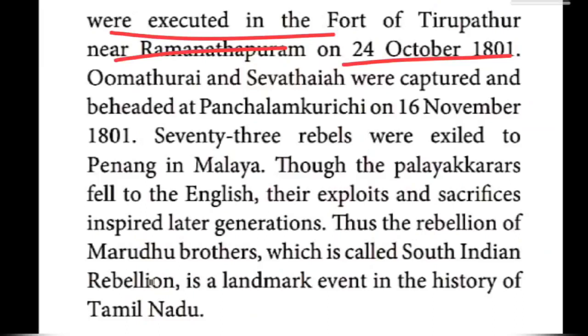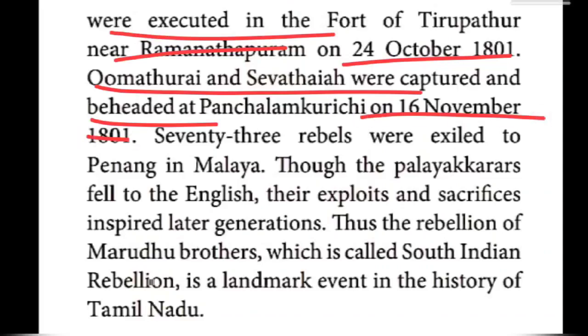Okay, so moreover, Kattabomman's brothers, Umaithurai as well as Sevathaiya, both of them were also captured by the British officers and they were beheaded, in the sense their heads were cut off. Okay, so that's the thing. Beheaded at Panjalam Kurichi on 16th November 1801.